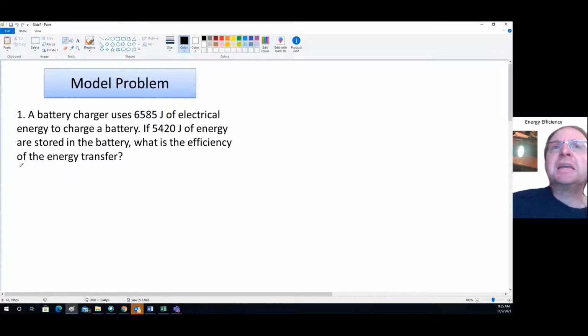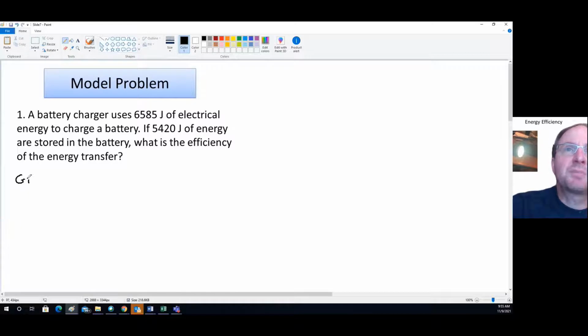Okay, start by reading it, right? A battery charger uses 6,585 joules of electrical energy to charge a battery. Okay, we're charging a battery. But if, smaller number, 5,420 joules of energy are stored in the battery, what's the efficiency of the energy transfer? Okay, so it's not 100%, right? And that makes sense. But how do we solve this?